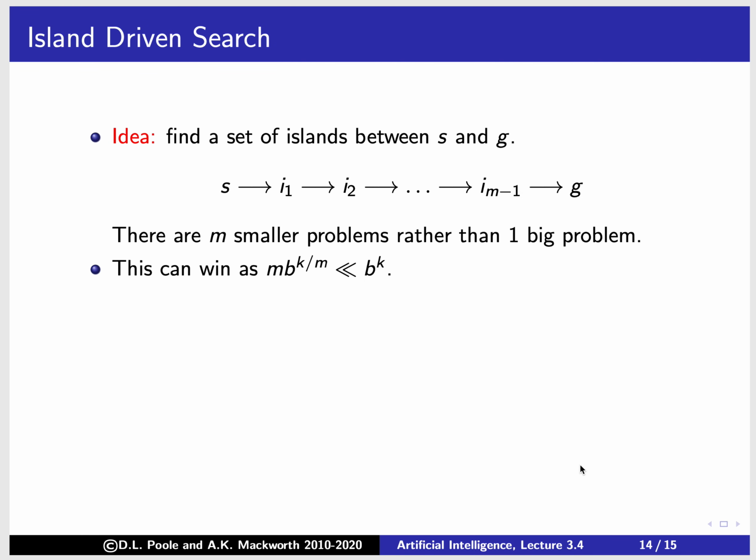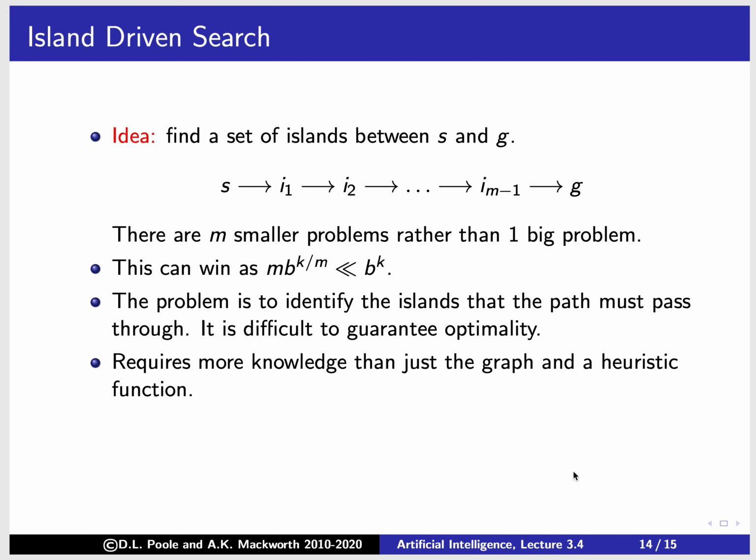Another idea is to find a set of what we call islands. So if we knew we go from S to I1, then from I1 to I2, up to IM minus 1, and then to G, so there are M sub-islands we know, this can be much easier to solve, because M times B to the K on M is much less than B to the K. So we have M problems, each of size B to the K on M.